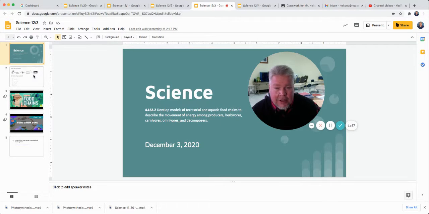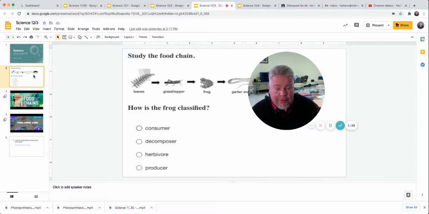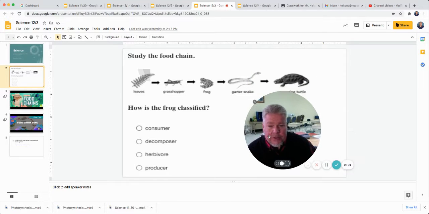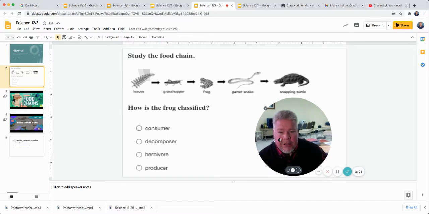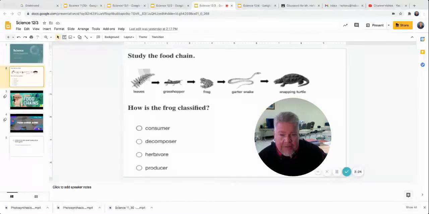Now, the question on your benchmark about food chains was this question. And so we haven't learned this, so you don't need to feel bad about not knowing it yet. But we've got a food chain here. A food chain looks like this. It always starts with a producer. It always starts with a plant. And so it's got fern leaves on here. And the arrow points to what is eating the leaves. And so the arrow is pointing to the grasshopper. So this means the grasshopper eats the leaves.